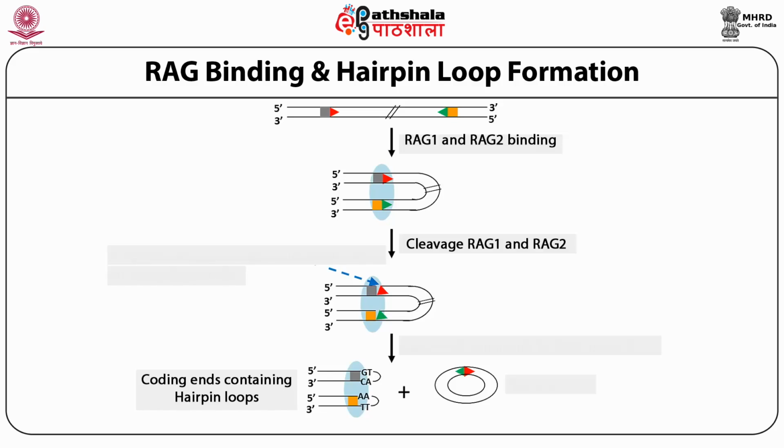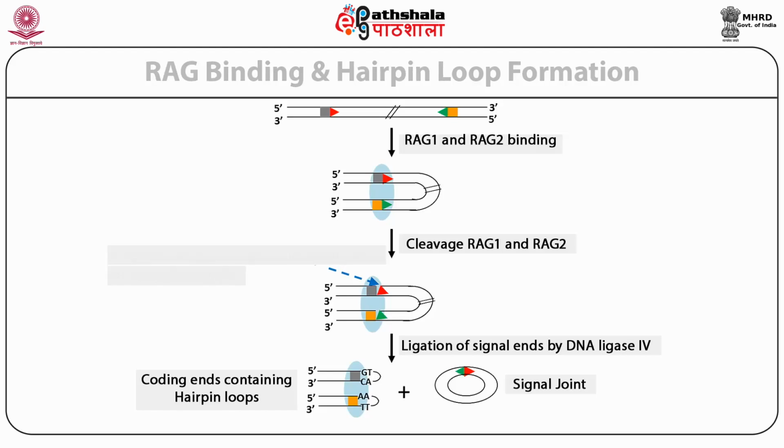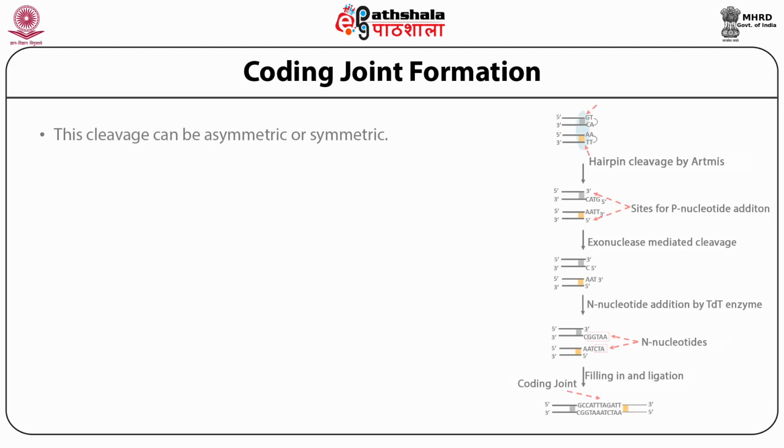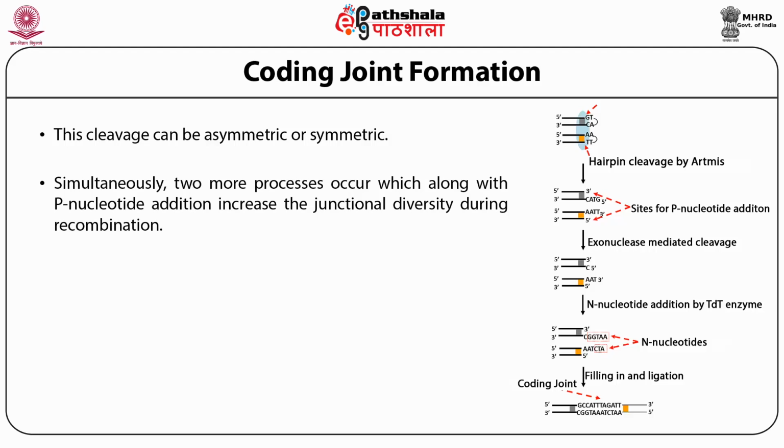The two signal ends generated in the process are joined by DNA ligase 4 to form a signal joint. Next, the enzyme Artemis cleaves the hairpin loop. This cleavage can be asymmetric or symmetric. Asymmetric cleavage generates sites for P-nucleotide addition, which is called so because the filling in reaction by DNA polymerase generates palindromic sequences. Simultaneously, two more processes occur which, along with P-nucleotide addition, increase the junctional diversity during recombination.